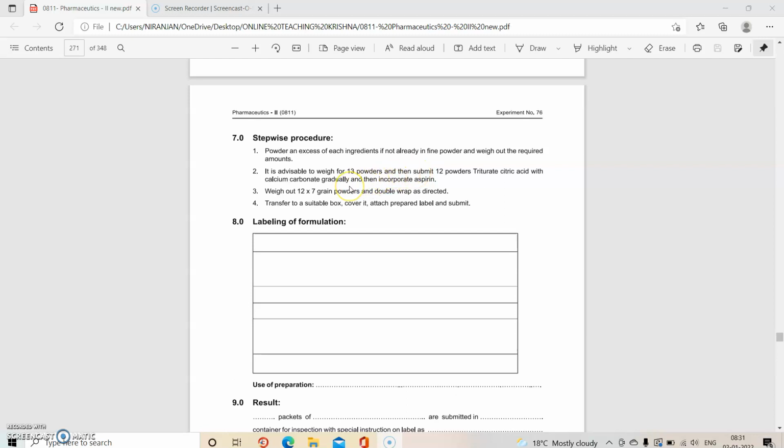See the procedure. What we have to do is, in a glass mortar, triturate this citric acid and calcium carbonate and incorporate this with aspirin.